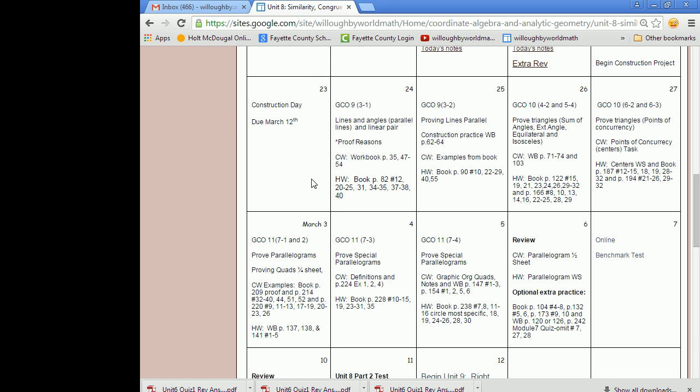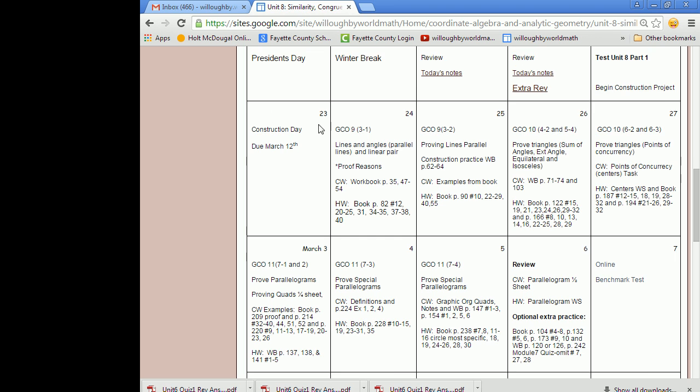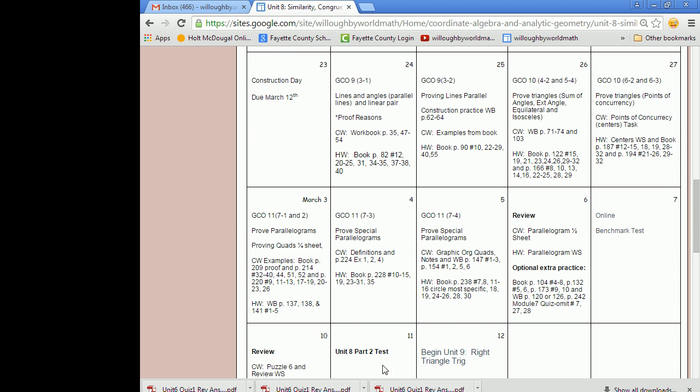Now, yesterday we had our construction day. Today we're going to practice some constructions. Tomorrow we're going to practice some constructions. We're going to keep the constructions going throughout too. We're going to do some constructions here with our centers. And then we might visit some of that on our test, but what is due on the 12th? The construction project. Okay? Yeah, that's due on the 12th. It'll be good. It's all good.